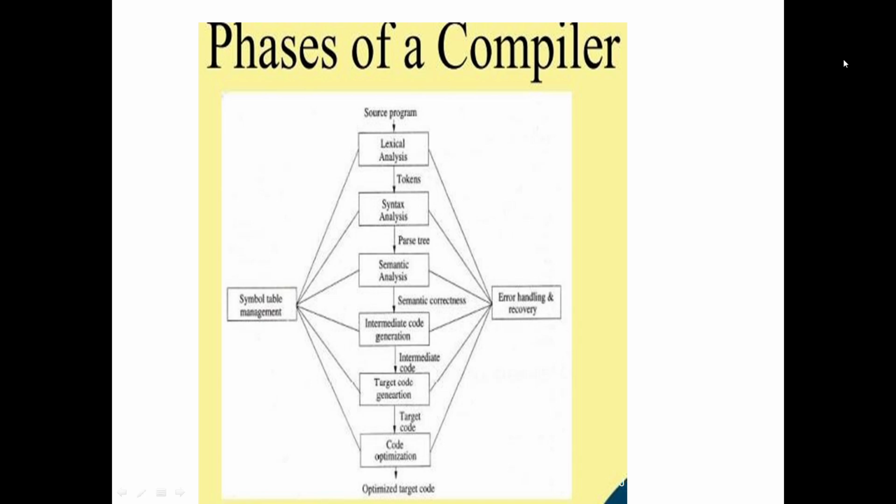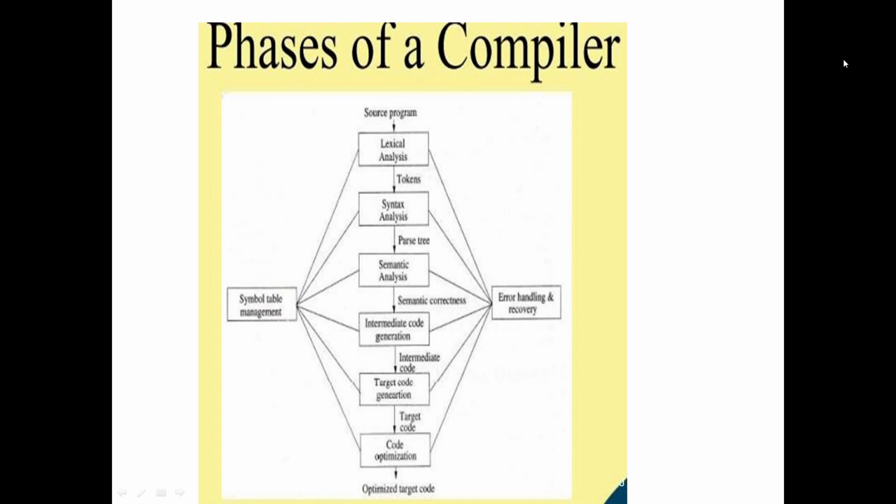Hi, in this video I am going to tell about the various phases of a compiler. What is meant by a compiler? A compiler will translate the source program into an object program. To convert the source program into the object program, there are various phases we follow in a compiler. There are 6 phases, namely lexical analysis, syntax analysis, semantic analysis, intermediate code generation, target code generation, and code optimization. So these are the 6 phases of a compiler.